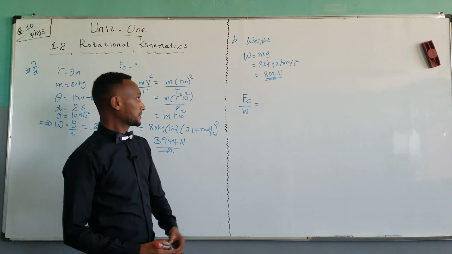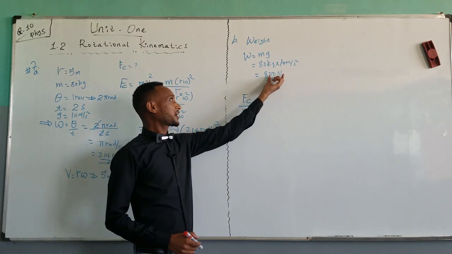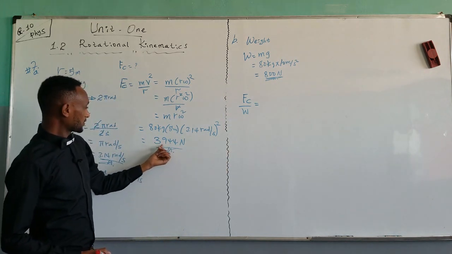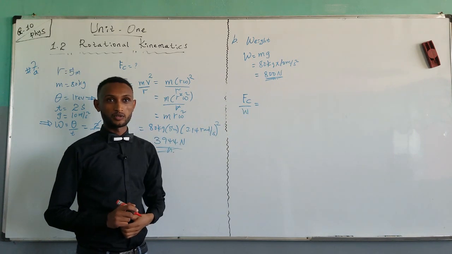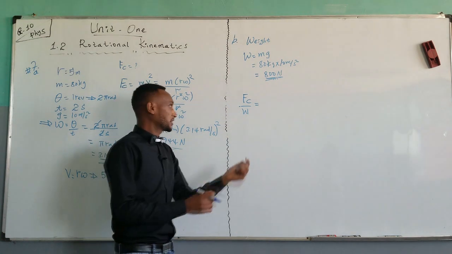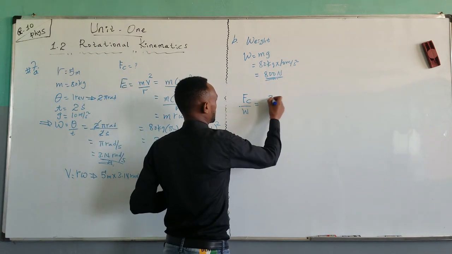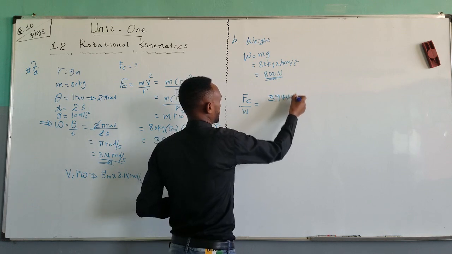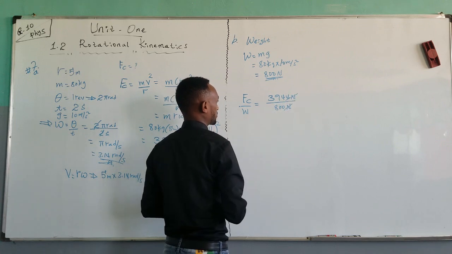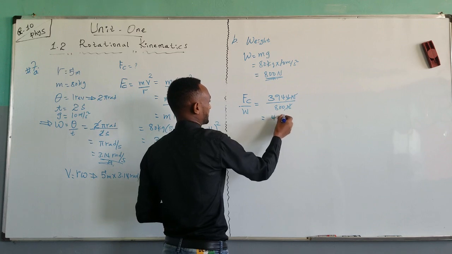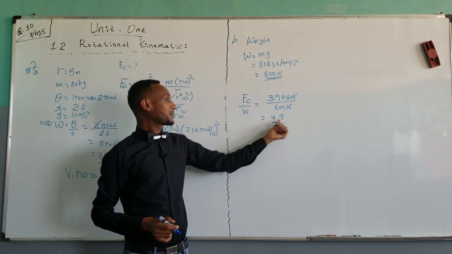On part B, we are asked to find by what value the centripetal force is greater than the weight of the body. We have the weight of the astronaut as 800 newton, and the centripetal force is 3944. To find this, we can directly check the ratio between them. So the centripetal force is 3944 newton over the weight of the astronaut, 800 newton. Taking the ratio, we get 4.9. This means the centripetal force is 4.9 times the weight of the astronaut.